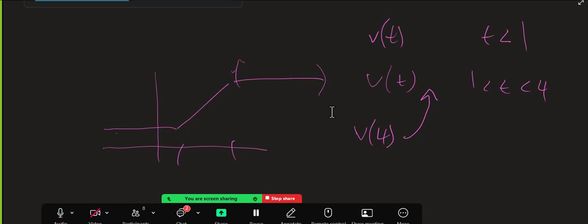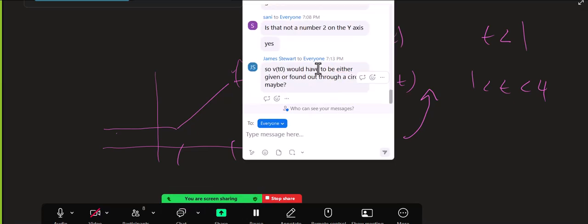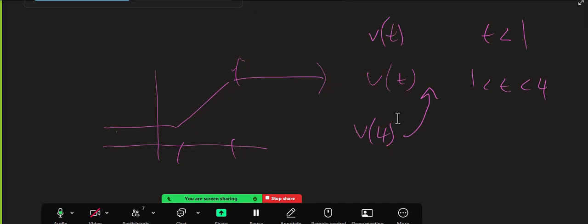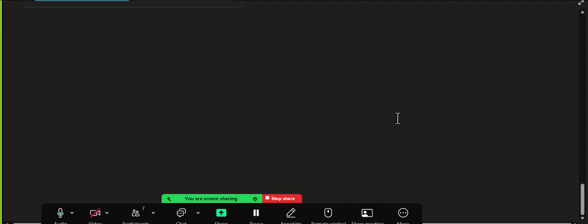But you're not going to have one. All right. Moving on. There's a question. So V of T0 would either be given or found out through a circuit. Usually it's not found out. The first one is given. The next ones you figure out on your own.